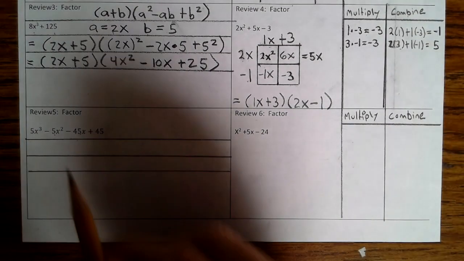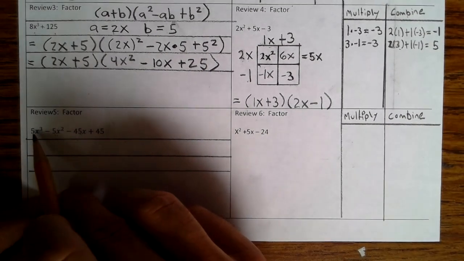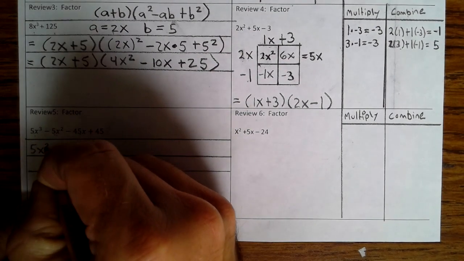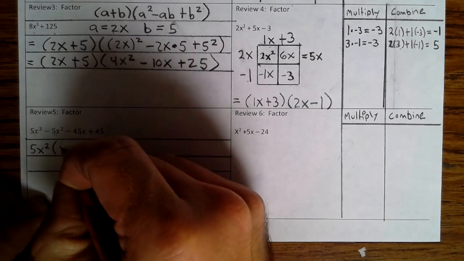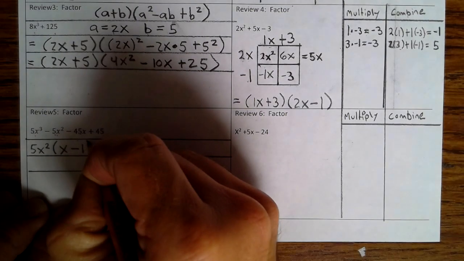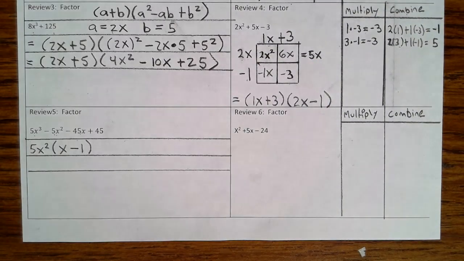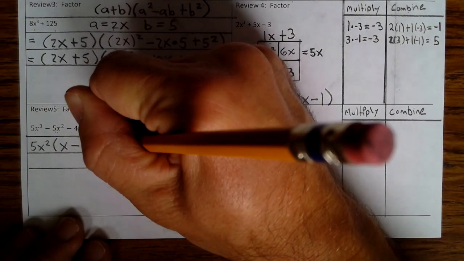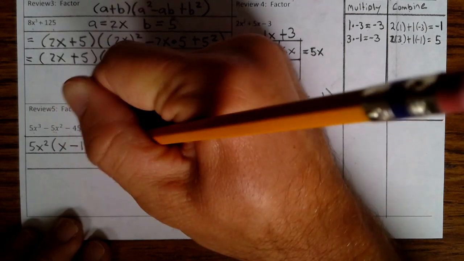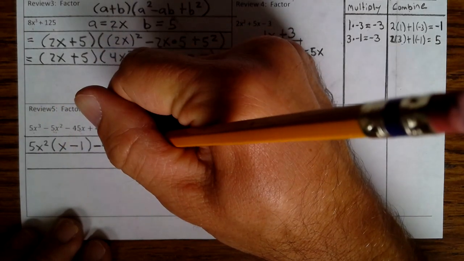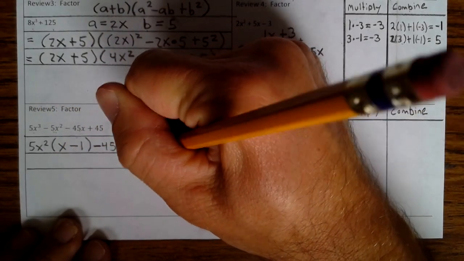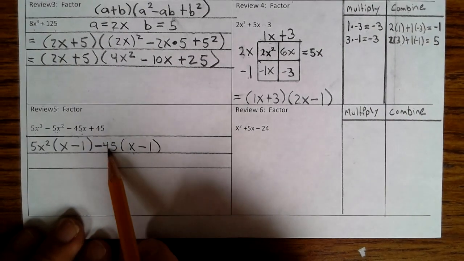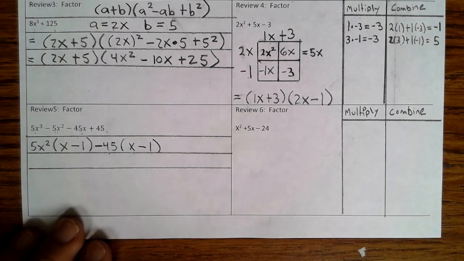Okay, so we think about what can we factor from the first 2 terms? Well, we can factor out a 5 and an x squared. So 5x squared, which leaves x minus 1. Now I think about what can we factor from here? It looks like we can factor out a negative 45. So negative 45, which leaves x minus 1. Because negative 45 times x is negative 45x, and negative 45 times negative 1 is positive 45.